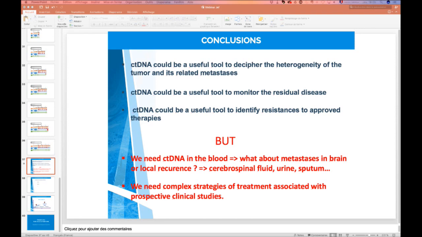Why not the children? It's because actually we developed our database based on solid tumor in adult only, but now we have started some clinical trial, small clinical trial with some partner to start to work with children too. But for the moment, it's still under development. And why not cancer hematology? Because it's not ctDNA, because it will be related to the disease itself.